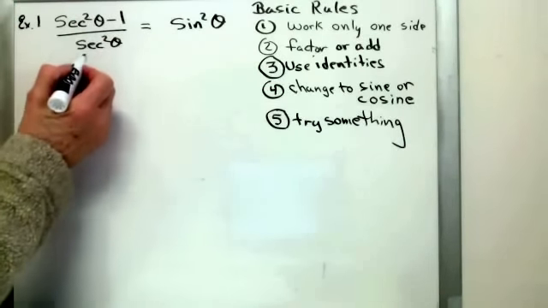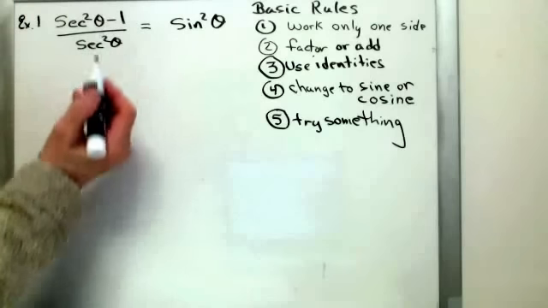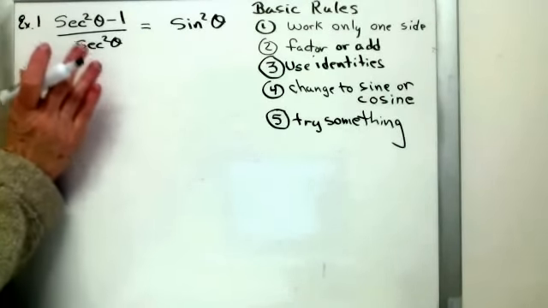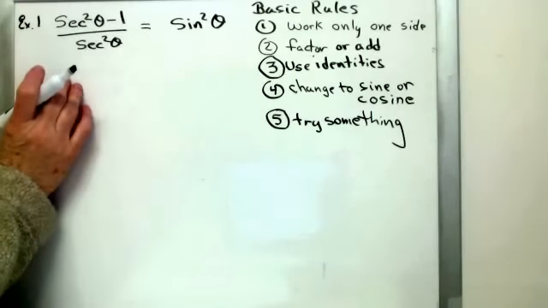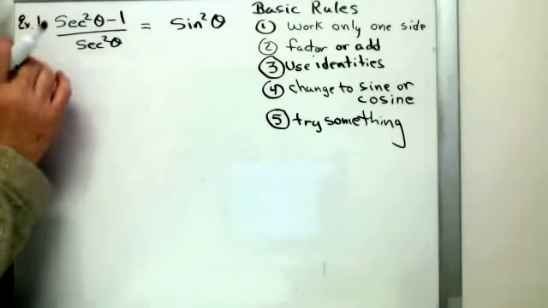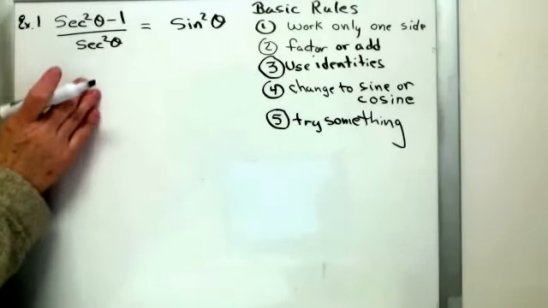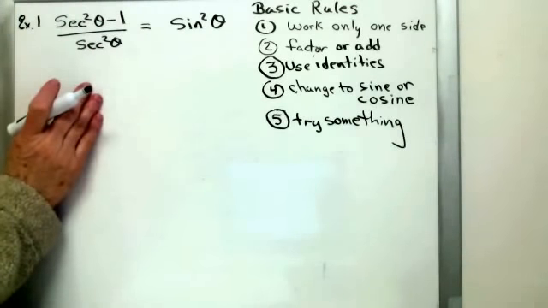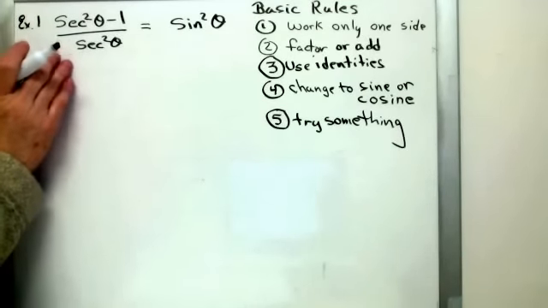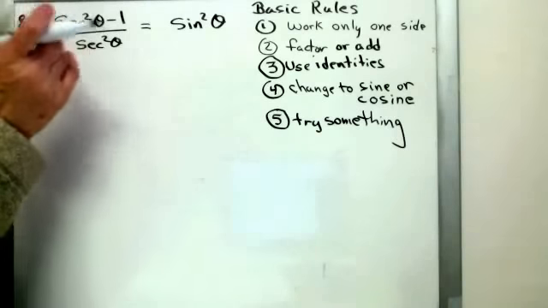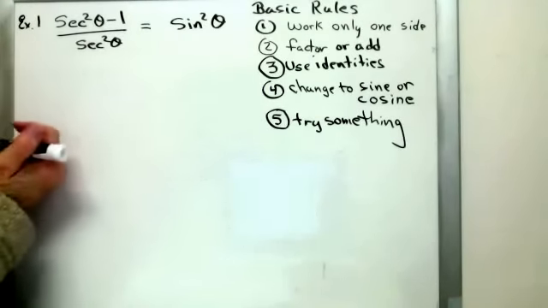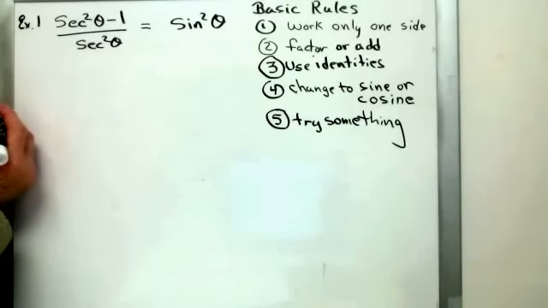Secant squared theta minus 1 over secant squared equals sine squared. So we're going to work one side. Now usually I want you to work the left side. But if you somehow look at the left and don't like it, you can work the right side, but you can only work one side of these. And it's usually easier to take something that's more complicated and make it simpler, so this is the most complicated side, so this is the side I choose to work with.